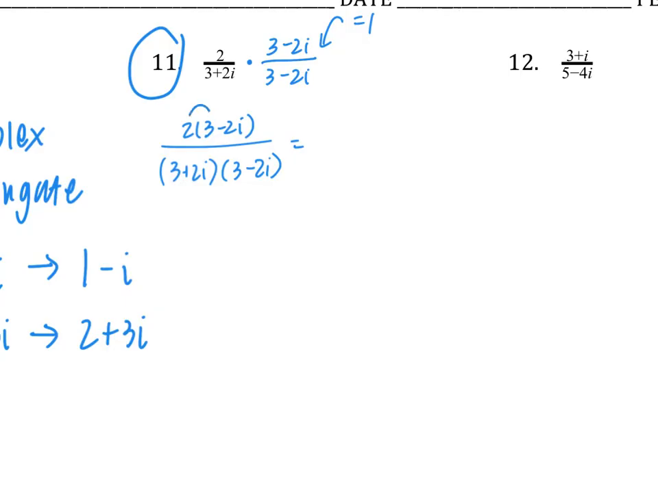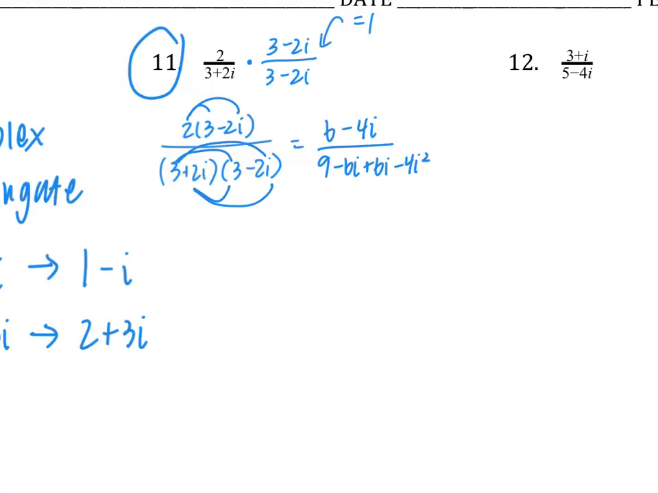So 2 times 3 is 6. 2 times negative 2i is negative 4i. I've got 3 times 3, which is 9. 3 times negative 2i, which is negative 6i. 2i times 3, which is positive 6i. And then 2i times negative 2i, which is negative 4i squared.